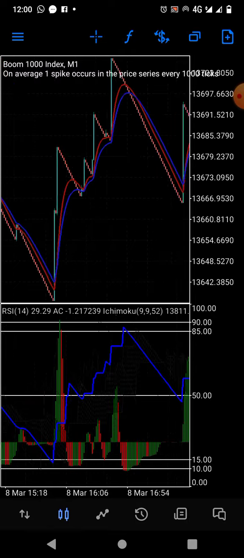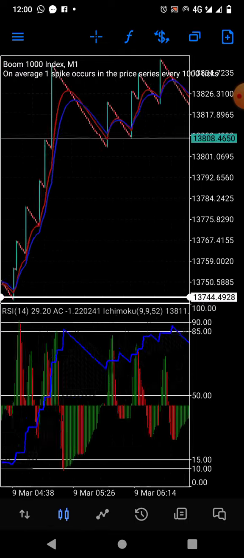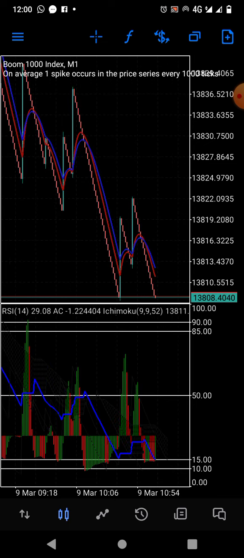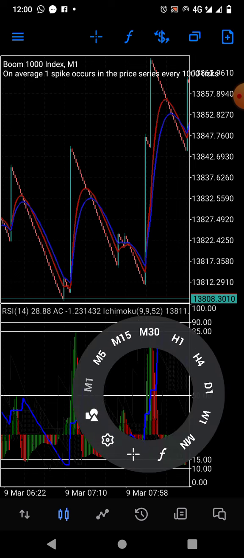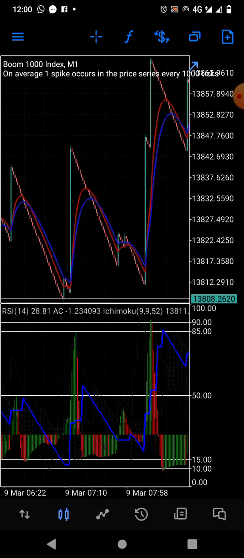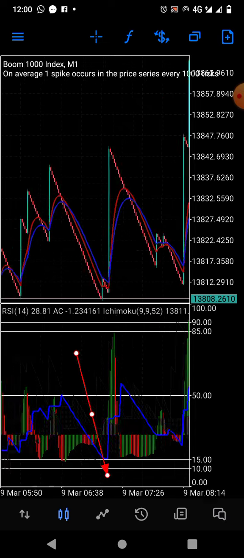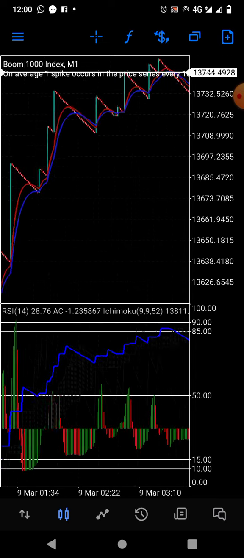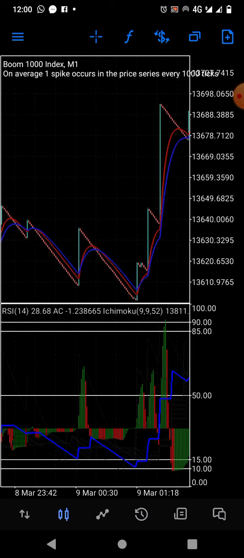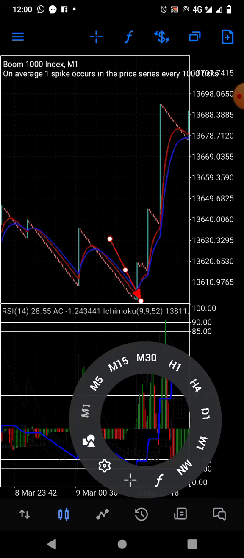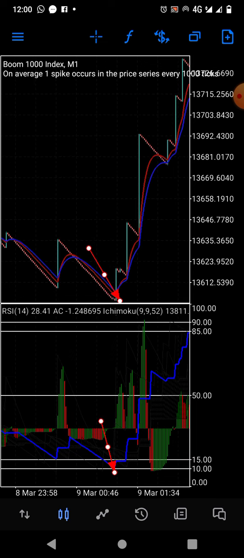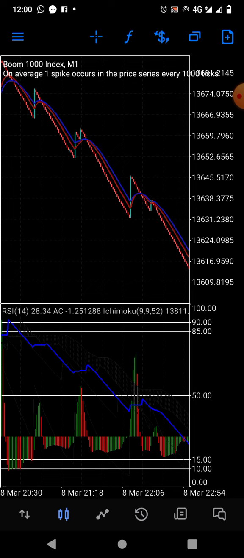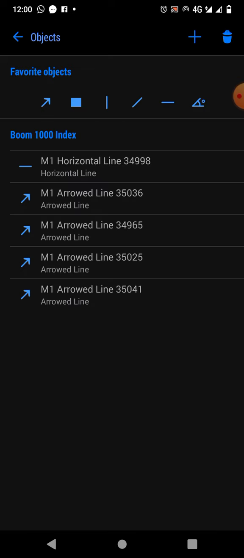Now let's talk about catching spikes, guys. In order to catch a spike, it must touch the buy zone. Then you go in and you catch the spike. So when it comes just like that and touches our buy zone, the indicators will touch the buy zone, and then what happens? You have your spike.